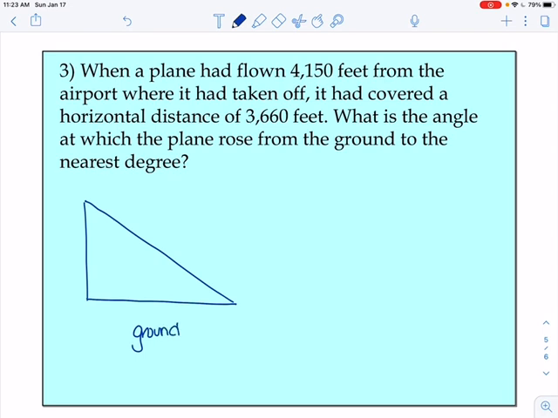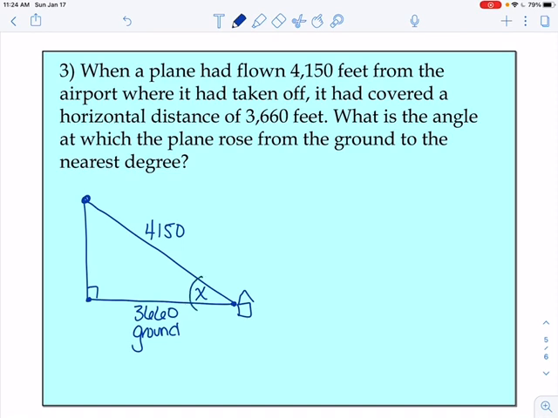So the plane's going to take off from the airport. So let's say that's my airport. It's supposed to look like a house. I didn't even draw my house good, but that's your airport. Okay, so there's where the plane's taken off from. And all of a sudden, when the plane gets to here, it's flown 4,150 feet. So that is going to be my hypotenuse, the distance that the plane has flown. The horizontal distance is going to be the distance between the airport and that right angle there. That's going to be 3,660. And we want to know the angle at which the plane rose from the ground. So x is going to go there.